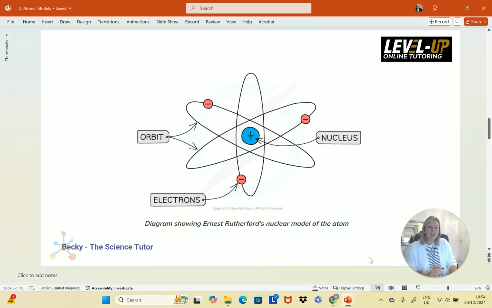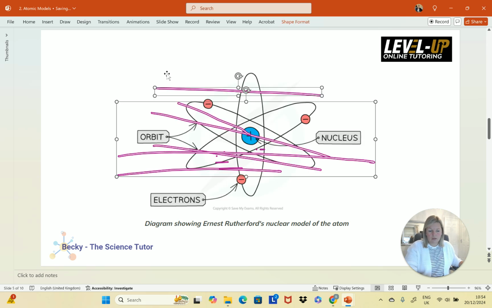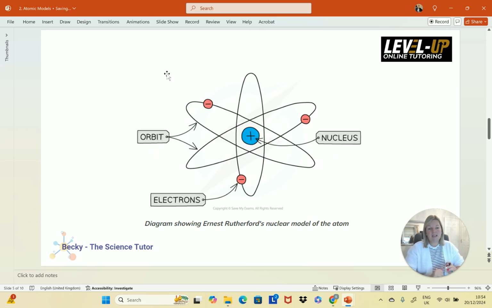So we can see now that we've got lots of empty space, so we can fire those alpha particles at it, and most of them are just going to whiz straight on through. Whoops, I've crashed into the nucleus, so that one would have bounced back. But I can quite easily draw plenty of lines on here that go straight through. So we've got empty space. That explains why most of them went straight through.